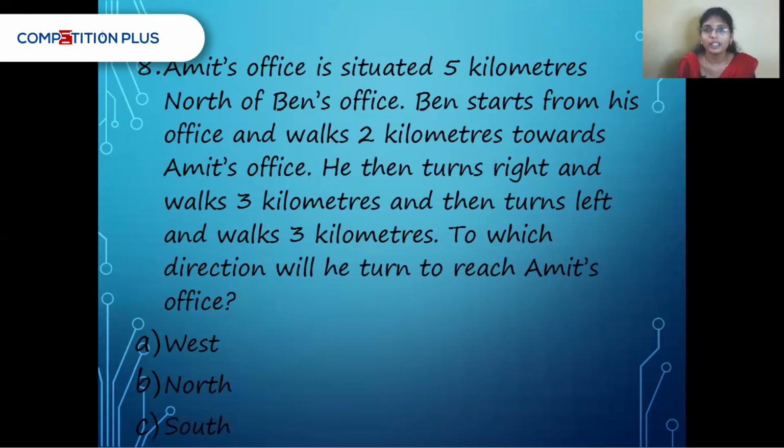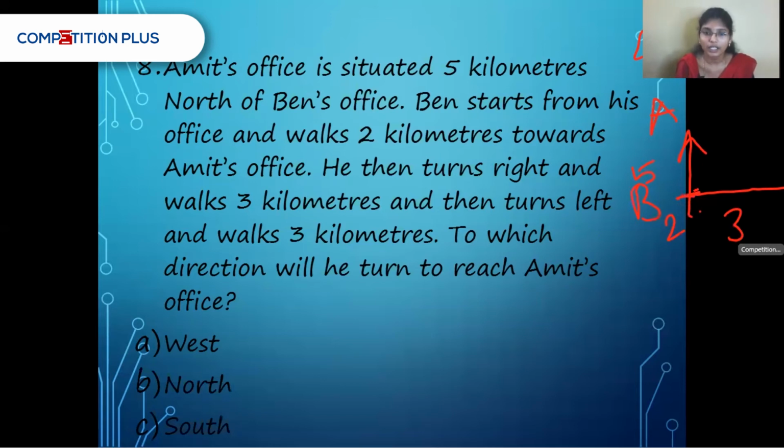Amit's office is situated 5 kilometers north of Ben's office. So your question is like Ben's office is here. And from there, in the north direction, when we move 5 kilometers, it is Amit's office. Got it? So Ben starts from his office and walks 2 kilometers. So he is now here by walking 2 kilometers. And then he turns right. Because a person, when he's facing north, his right is here and his left is here. Now he's making a right turn and moving 3 kilometers.